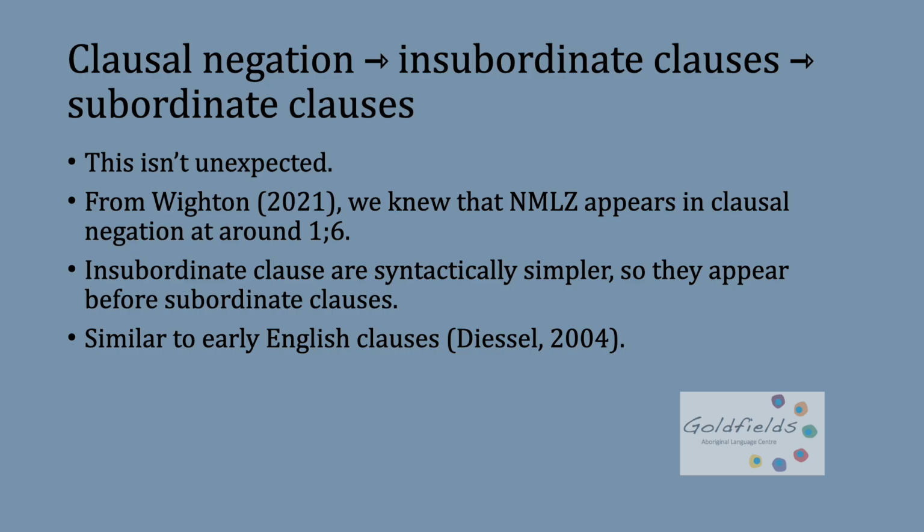We knew from Mawaitan's work that the nominaliser was appearing in clausal negation at around the age of 1.5, 1 year, 9 months. And it also makes sense that insubordinate clauses would appear before subordinate clauses as they are syntactically simpler. They're not embedded as a constituent of a main clause. So presumably they present less of a learning challenge to children.